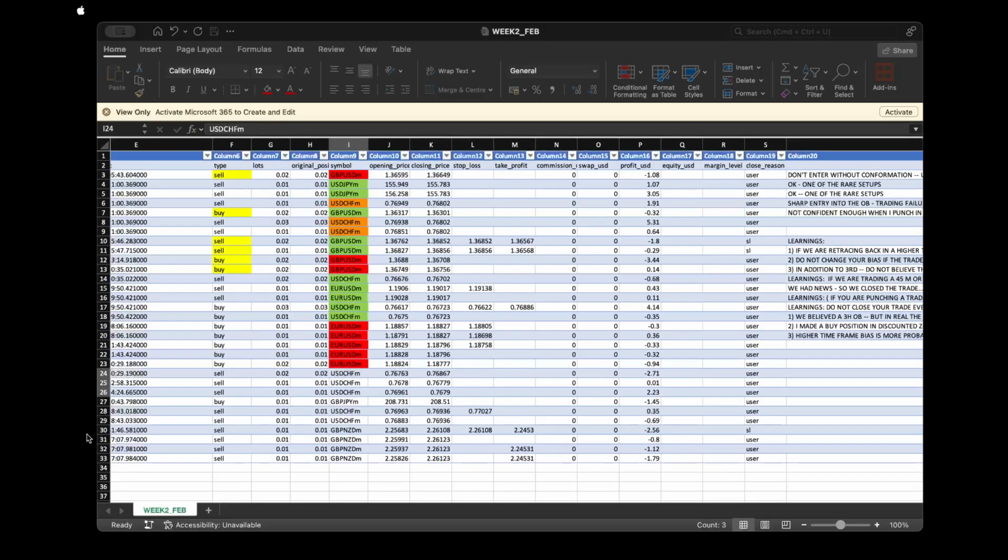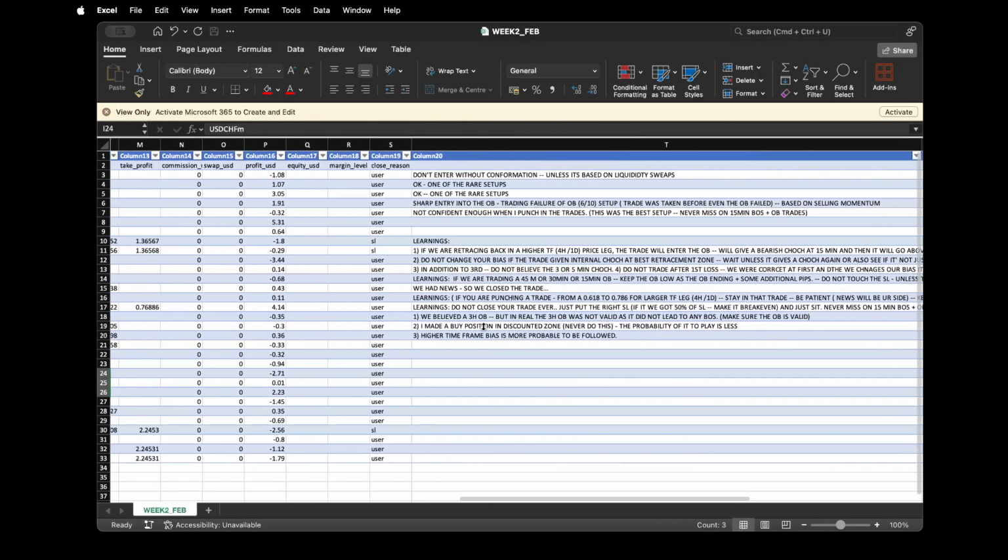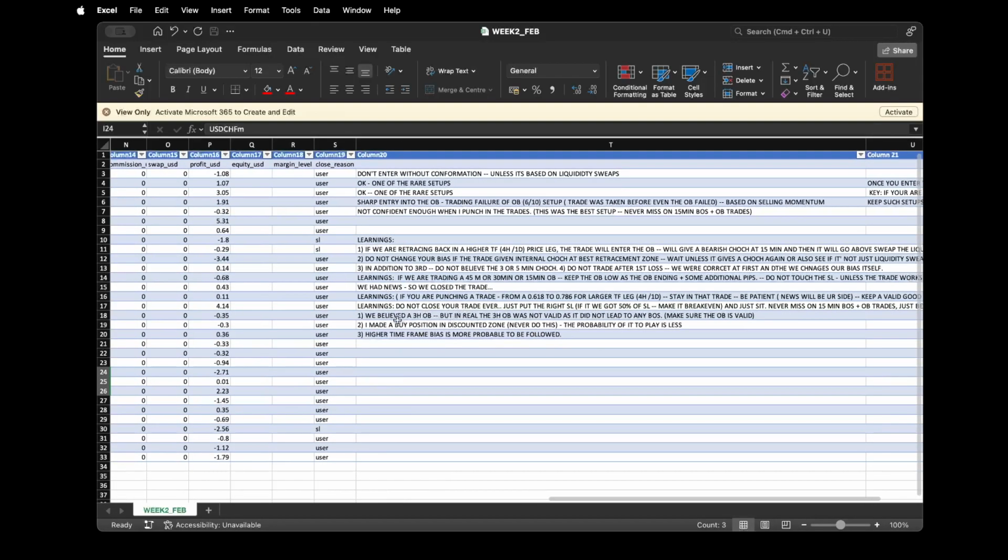Just to quickly list down the learnings that we had from Euro USD. We believed a 3 hour order block, but in reality the 3 hour block was not there because it didn't give any change of character or a break of structure. I made a buy position in the discounted zone, that is above 0.5.